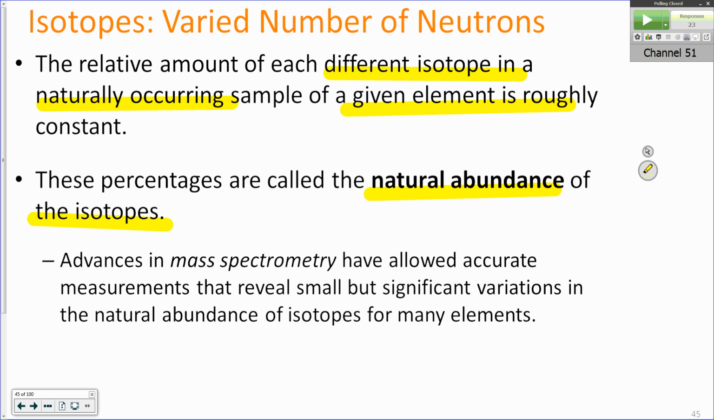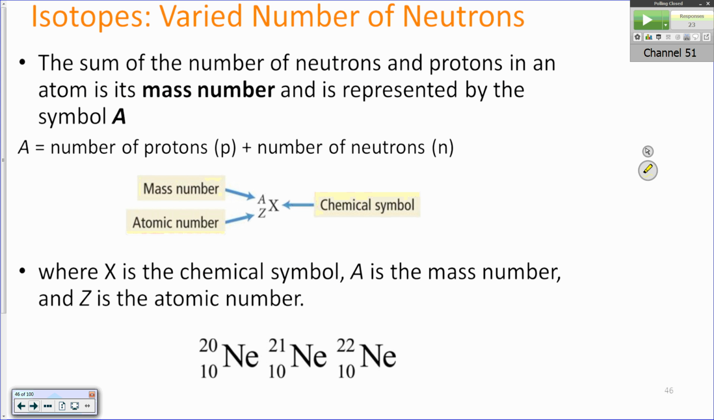And we have an instrument called a mass spectrometer, and what mass spectrometry actually does is it allows us to weigh individual atoms. Now, we can't see the individual atoms, but we can run them through the instrument, and it makes a mass measurement for us. I'll explain how it works in just a second.